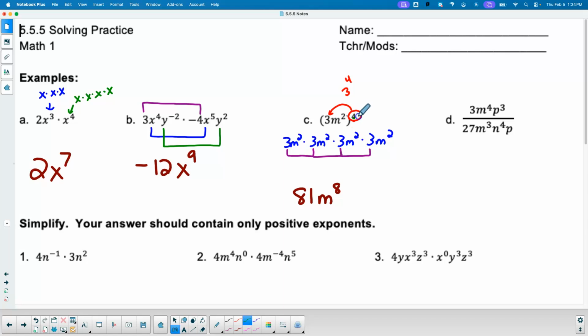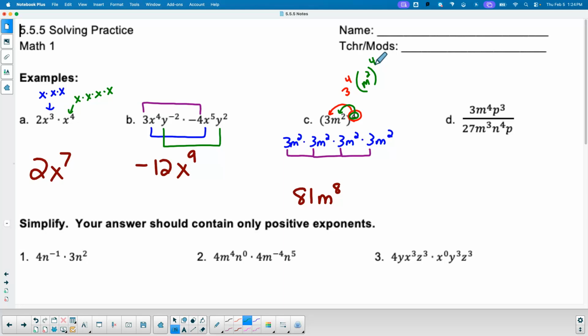Then this 4 also has to go into the m squared. So this is m squared to the 4th power. And when we have a power to a power, we multiply. So 2 times 4 gets me my 8 m's that I have down here. With me?